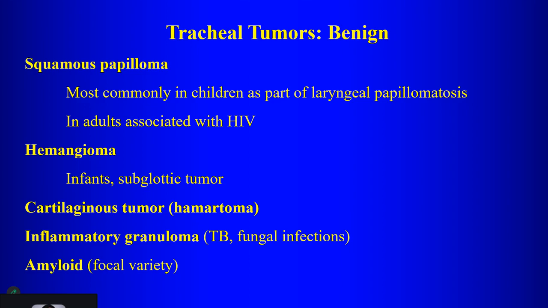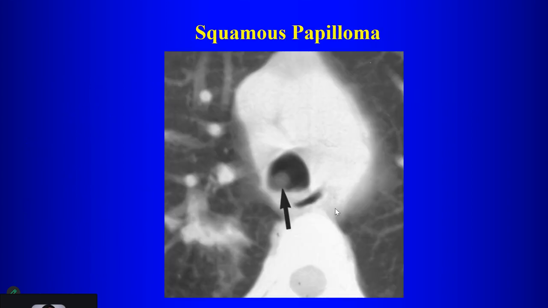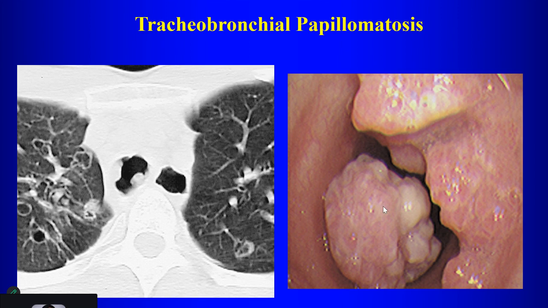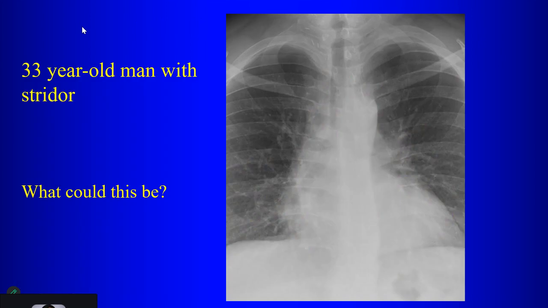Of course, the complication of that in the lung is transformation to squamous cell cancer, right? That's the complication of papillomatosis. Okay, so papillomas can also occur within the trachea. Here are some examples. Tracheobronchial papillomatosis.